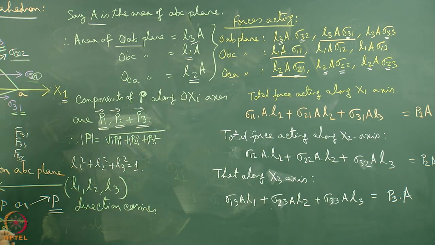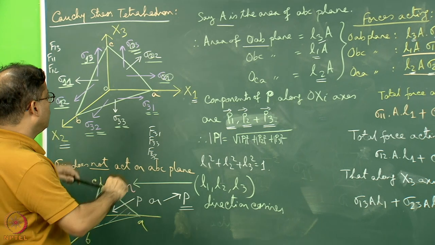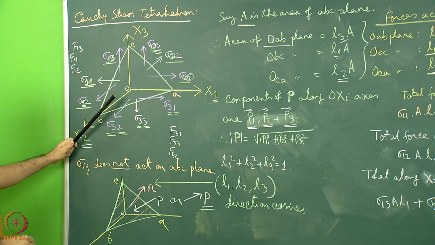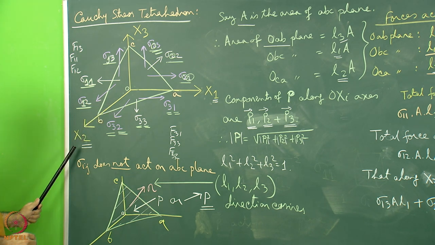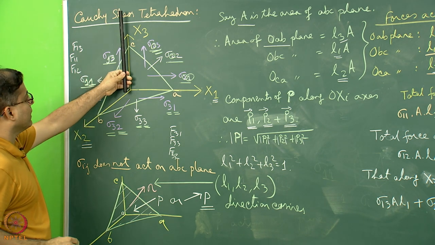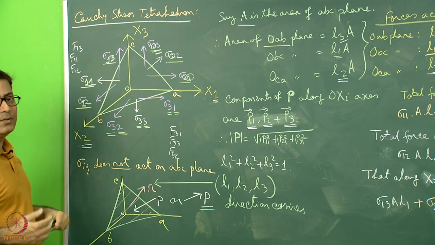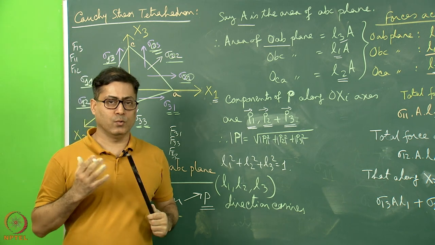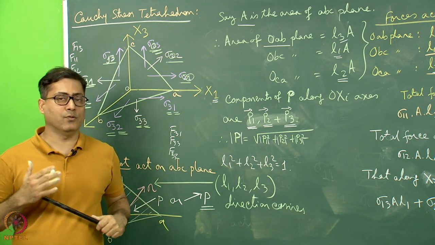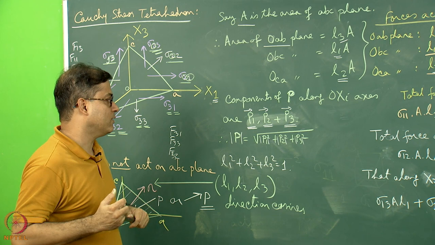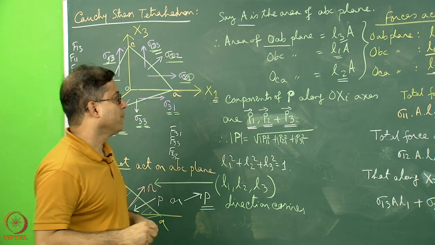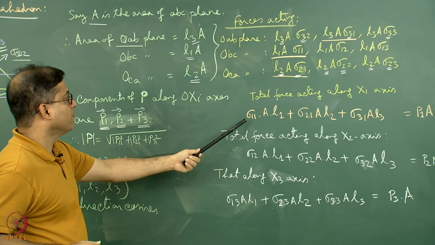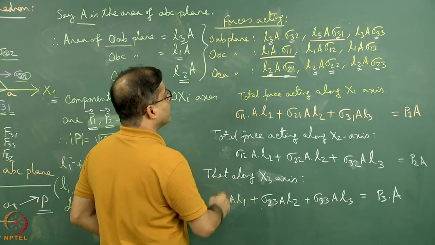So, now we are going to find out how much is the total force acting along the x1 axis, how much is the total force acting along the x2 axis, and how much is the total force acting along the x3 axis, then we will make a force balance. Just like we did in case of the Mohr circle problem of stress, we made force balance, not the stress balance. That is what we are going to do. So, the total force acting along the x1 axis is to be found out. What do we do for that?